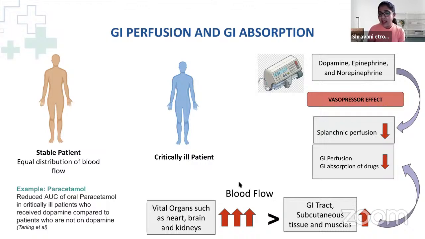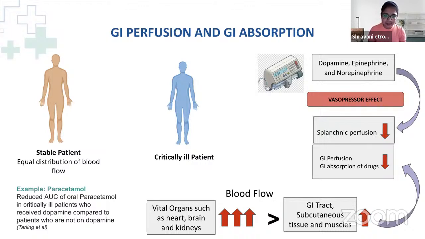So ultimately, if the GI absorption of the drug is decreased, there will be a therapeutic failure. And next comes the vasopressor effect. What is the vasopressor effect? In a critically ill patient, the patients will usually be on either dopamine, epinephrine, or norepinephrine. These will decrease the splanchnic perfusion, which will lead to decreased GI perfusion, and even this will lead to decreased GI absorption of the drugs. So even this will lead to therapeutic failure.